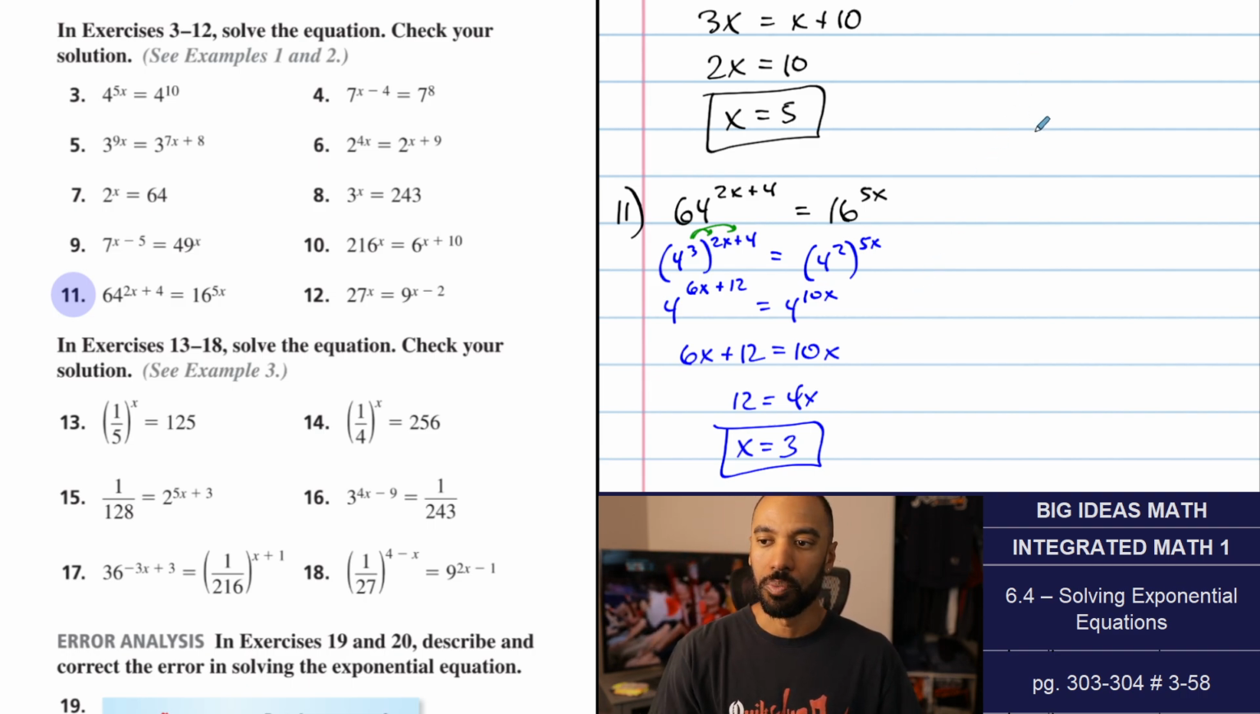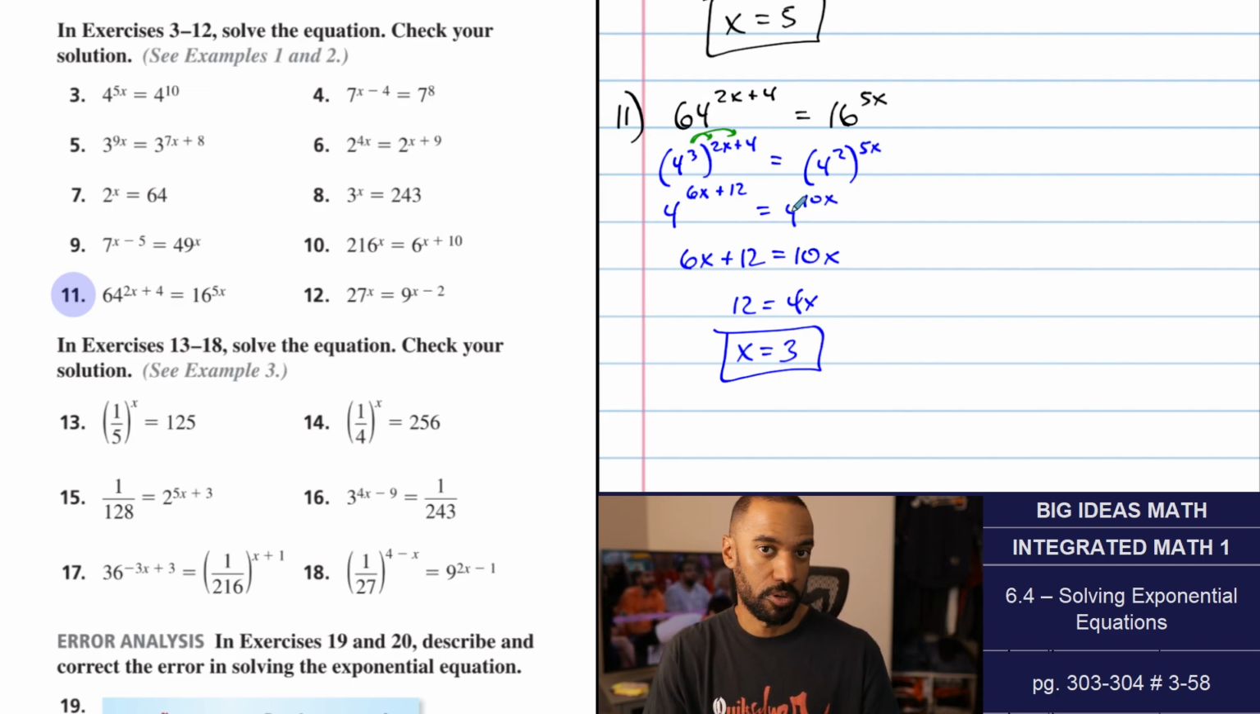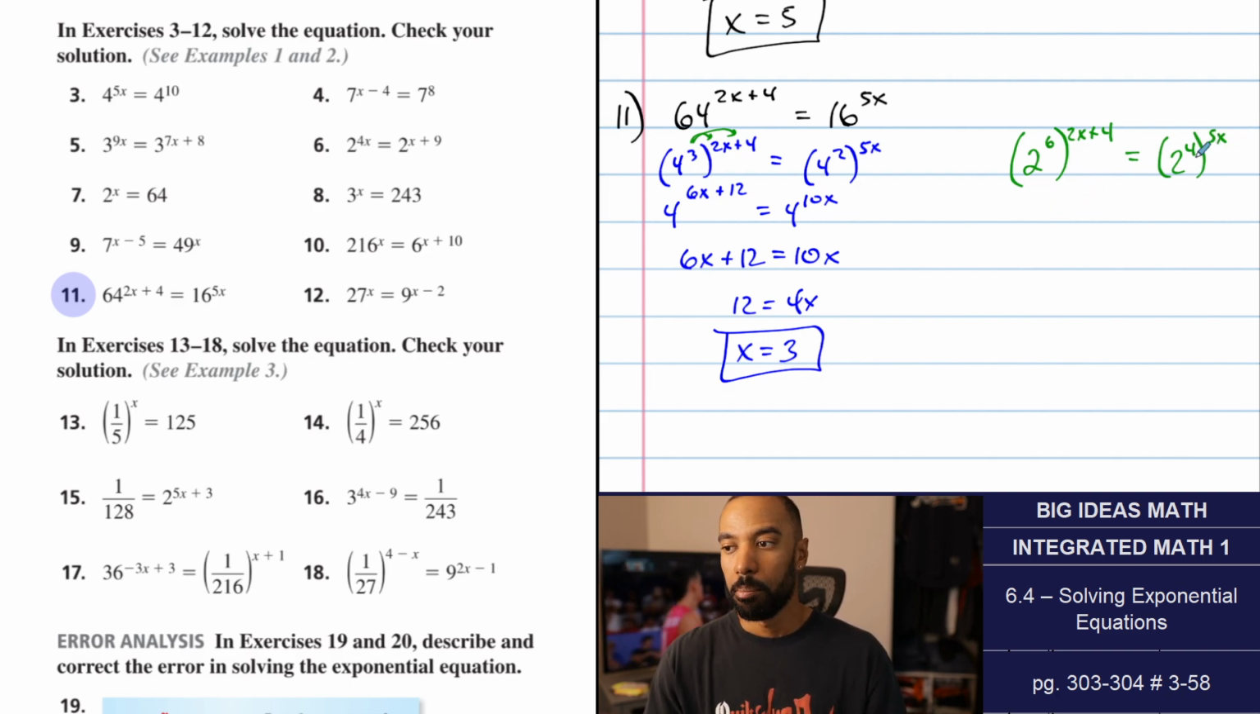Let's do it with 2. The main reason I don't recommend 2 is because your numbers in your exponents get bigger. They have to, because 64 is 2 to a bigger number than 3. 64 is 2 to the 6th power. So now you're going to have to multiply 6 with 2x plus 4. And 16 is 2 to the 4th power, which means you have to multiply 4 with 5x. So it gets bigger. But it shouldn't not work, right? It should still work. 6 distributes into these two. You get 12x plus 24. 4 multiplies with this one. You get 20x. Oh, 2 to the 20x, I should say.